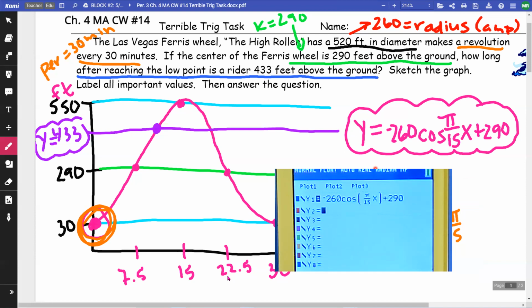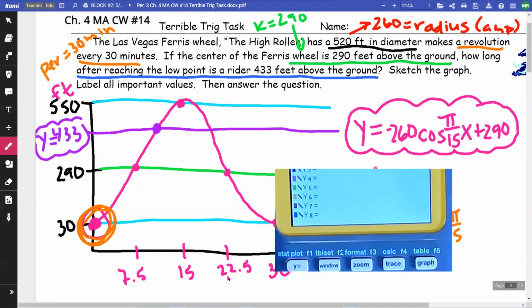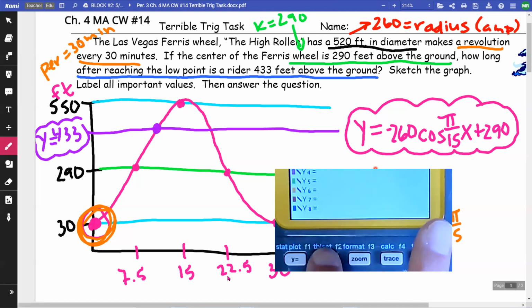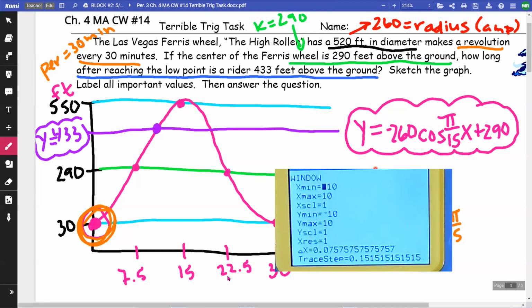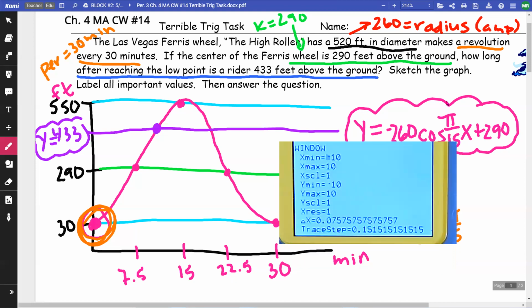And I'm also going to put in y equal 433 so I can find the point of intersection. Now I'm going to adjust my window to look like my graph on my paper. So I'm going to press this window button, and I'm going to change my x's. I'm going to go from 0 to 30. Okay, and sometimes you might want to go a little beyond if you need to see more of the graph. But I think this will be fine for this question.